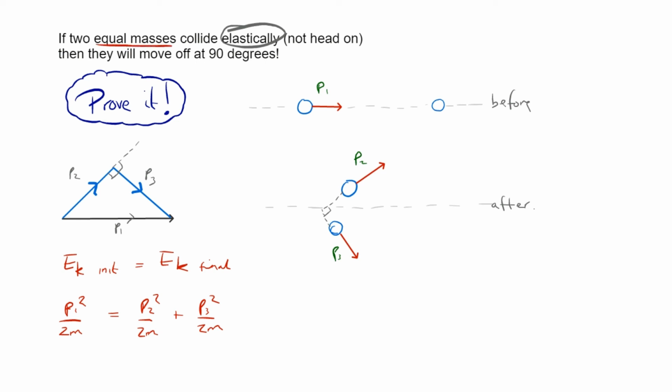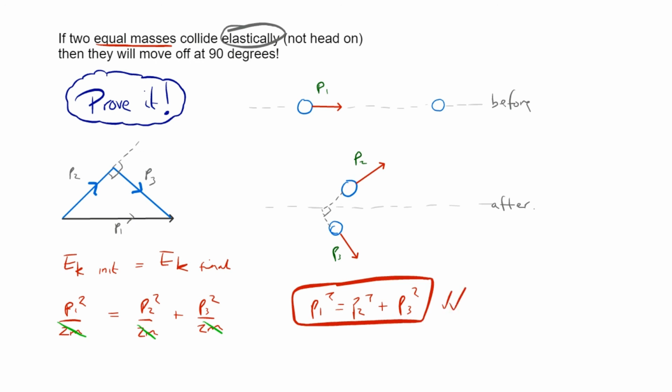But because the masses are equal, the 2m is the same in each case. And then what you get is P1 squared equals P2 squared plus P3 squared. But of course, if that's true, then it's a right-angled triangle, because as it pertains to this triangle here, that is Pythagoras' theorem. And so there you are. Like I said, if you've never seen that before, I don't know how you're meant to do that in the exam. So I've included it here. It does crop up from time to time.